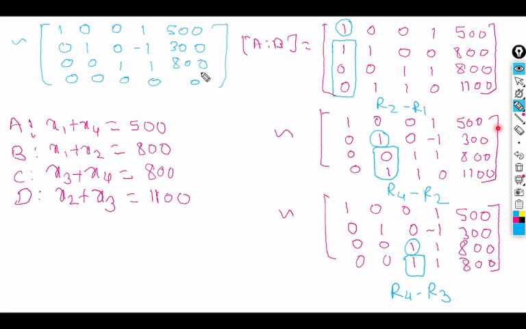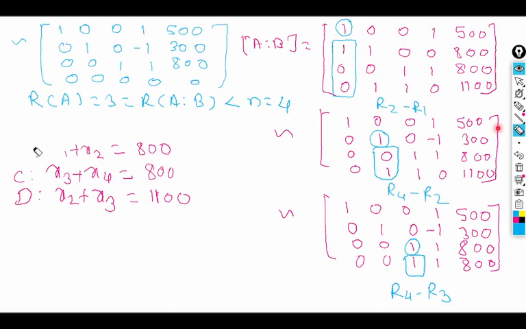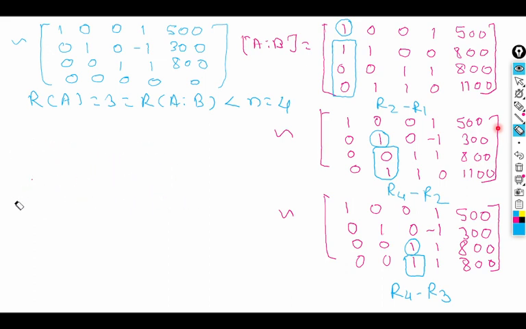That's one. What is the rank of A? You'll observe 1, 2, 3, three non-zero rows are there. Rank of A is 3, equal to rank of A colon B, but the number of unknowns is 4, x1 to x4, so the rank is less than the number of unknowns. So we have infinite solutions. Let me erase these equations so that I can write the remaining solution. The important thing is that we come across infinite solutions.